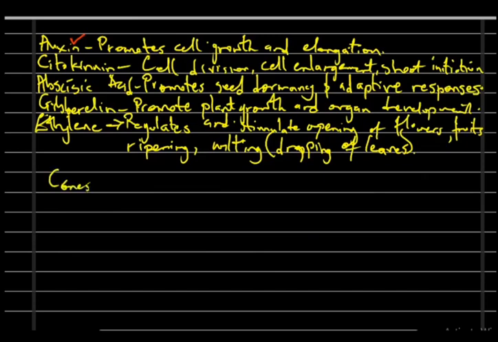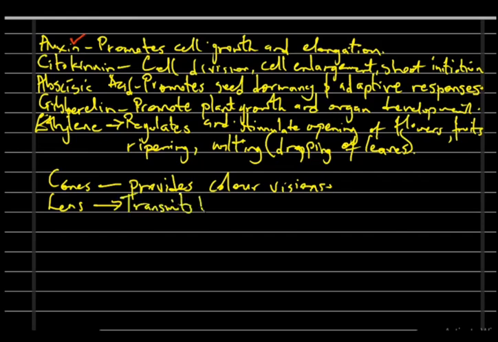Cones provide color vision. So the ability to differentiate between colors is the function of the cones. Let's see what the lens is. The lens transmits light and focuses it on the retina. That is the function of the lens.